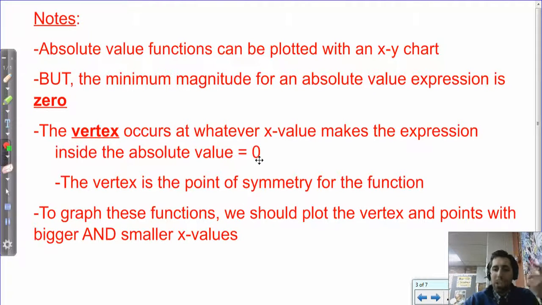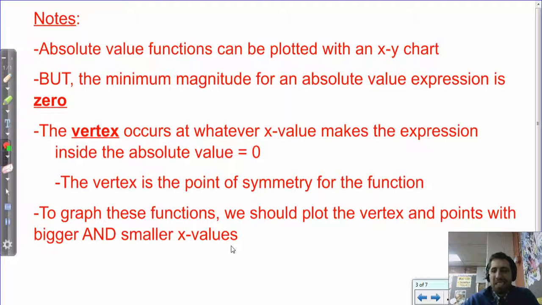So that's really the crux of it. The main idea here is understanding the vertex, and that's whenever the inside of the absolute value is 0, that's when things are going to reflect, because we'll have positive values on the inside, and those will stay positive. But then after we go to 0, we'll get negative values on the inside of the absolute value. The absolute value will turn those back to a positive. So the vertex is the point of symmetry. It's where it seems like it bounces or reflects off that wall.